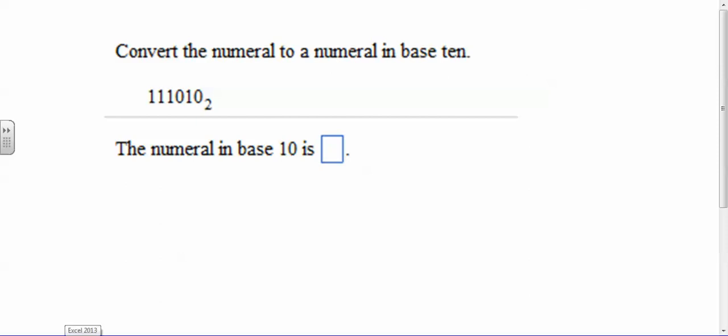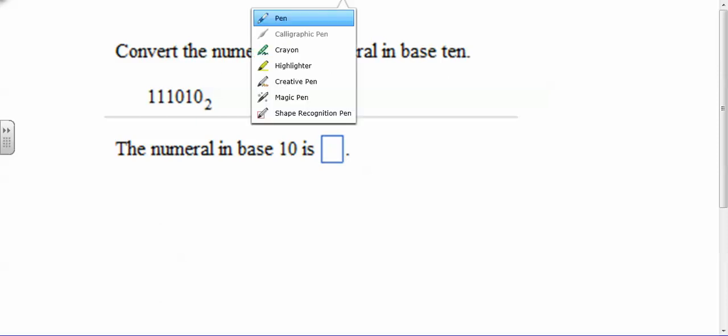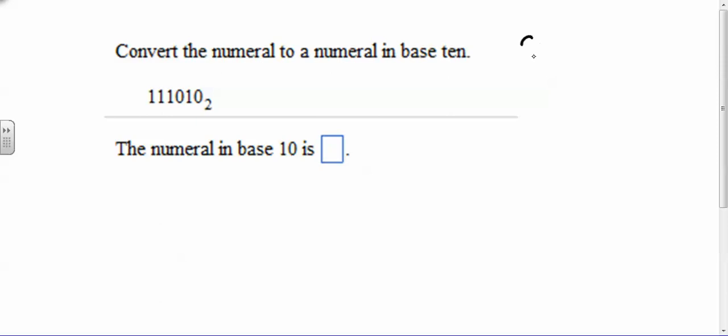This is an example from MGF 1107 when we are converting a numeral in a different base to a numeral in base 10. The given example here is in base 2, and recall in base 2 there are only two digits. The two digits would be 0 and 1. Those are the two digits in base 2. Now also recall in base 2 we have different place values.